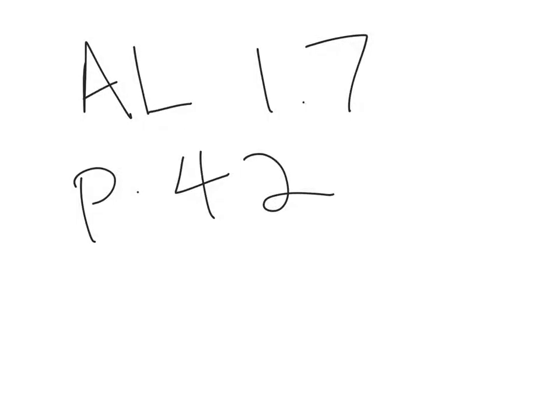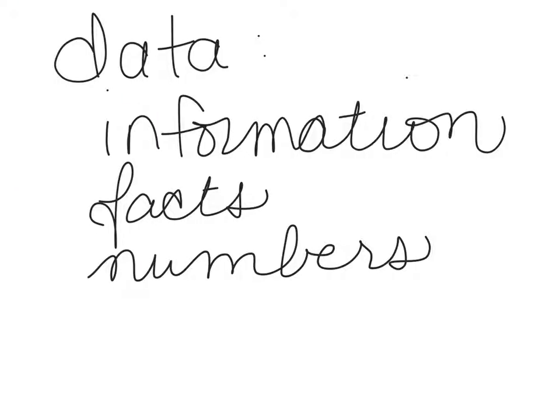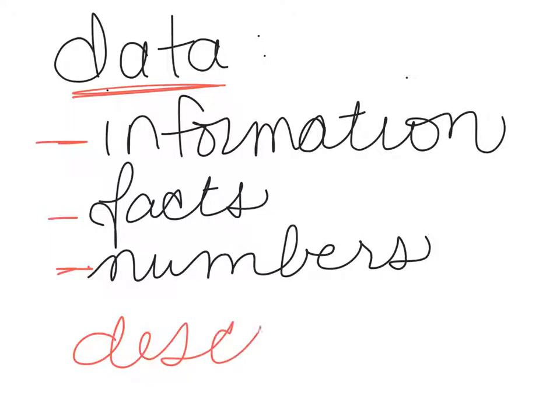Okay, this is Algebra, Lesson 1.7 on page 42. The first word problem that we're going to solve is about foods that America eats, and if we're collecting data, how do we interpret that data? So let's look at what data is. It is information, it is facts, it is numbers that describe something. It's also ways that we can organize information and analyze it.